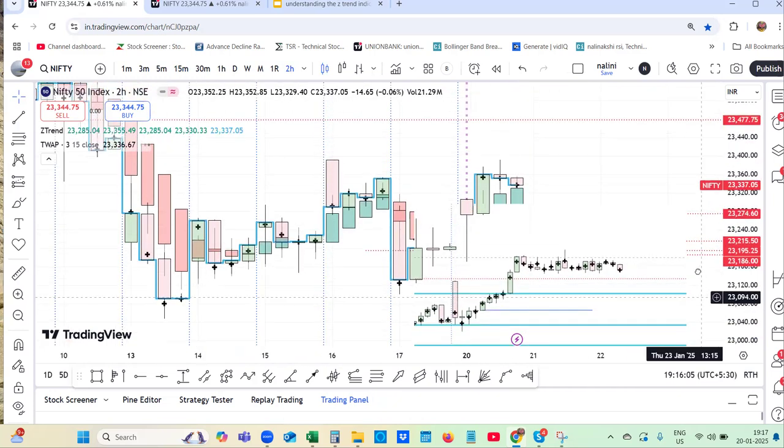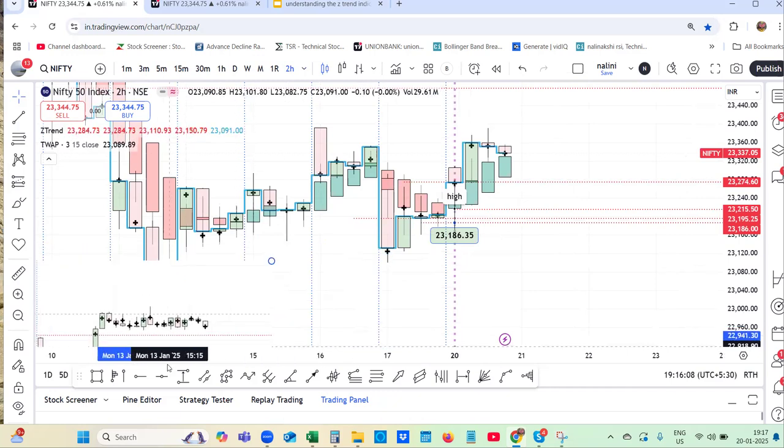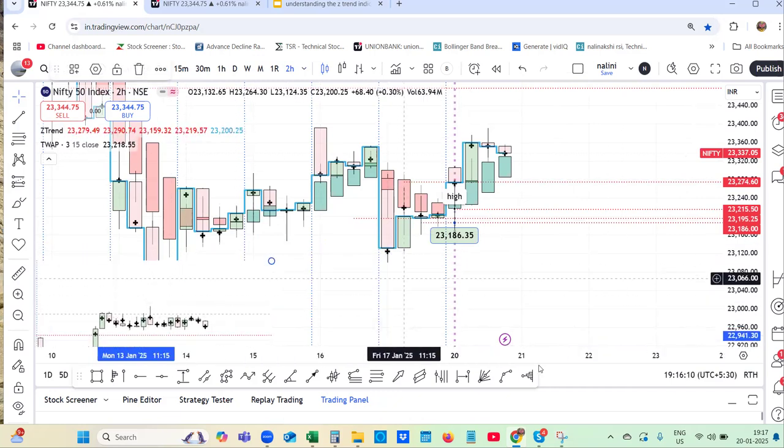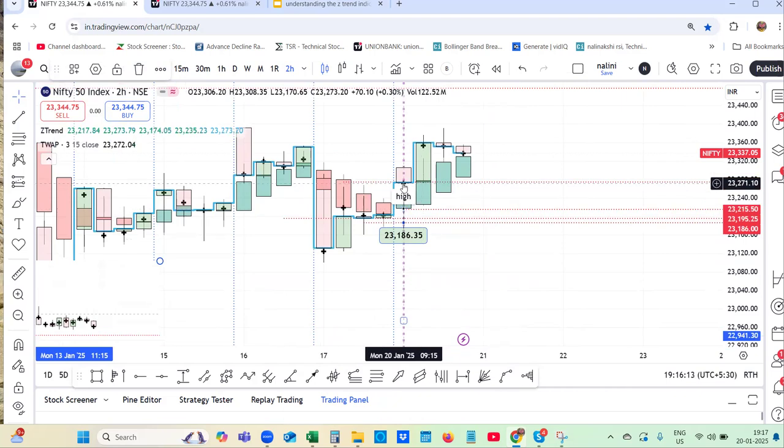If I change the time frame, this is the first 2-hour candle. I'm placing the cursor on the 23,273 and the TWAP value you are getting is 23,272, right? So price is above on the 2-hour time frame. Price is above the average price. And I'm moving the cursor to the next candle.